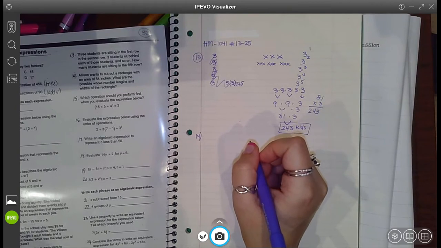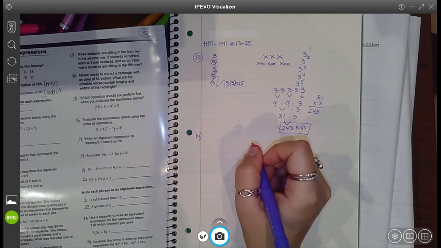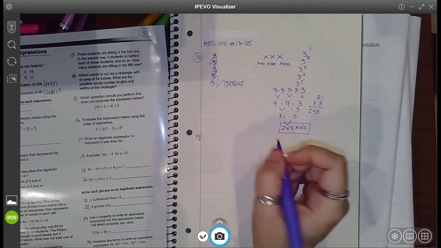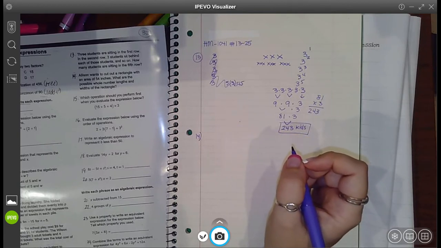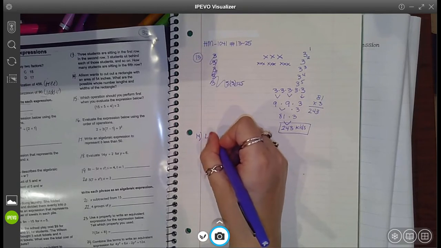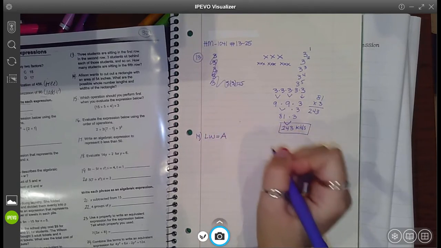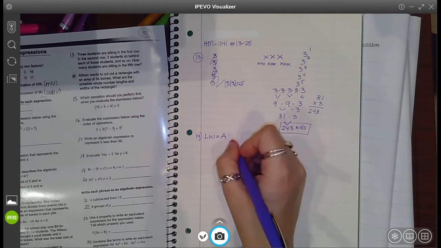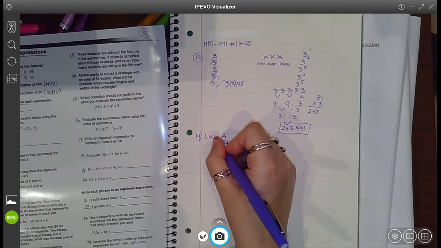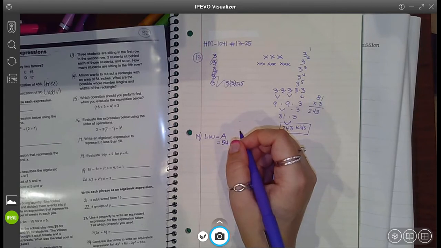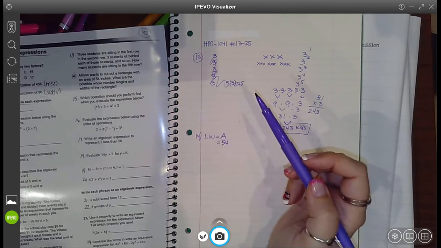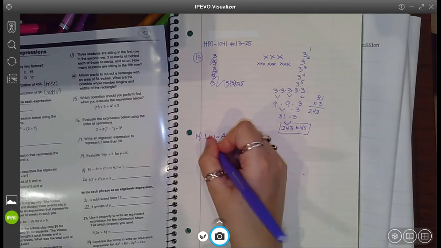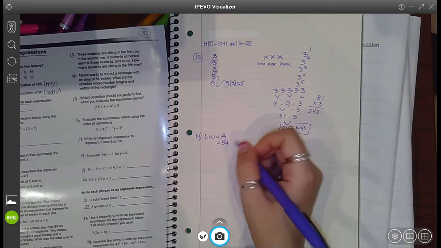Okay, number 14 says Allison wants to cut out a rectangle with an area of 54 inches. What are the possible whole number lengths and widths of the rectangle? Well, you're talking about a rectangle and area. What do we know? We know that length times width equals area, right? So they told me that the area is 54. So I'm going to substitute in a 54 for the A. They told me nothing else about the length and width. So I want to know what are the possibilities. So I have to think of all the factors of 54.